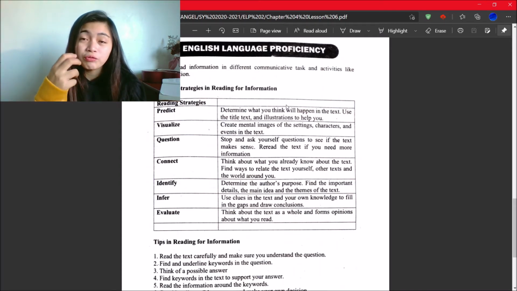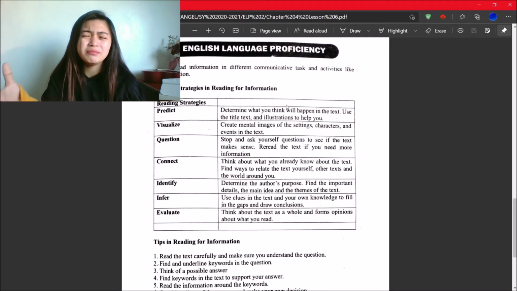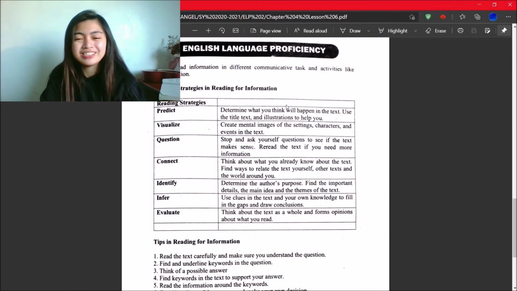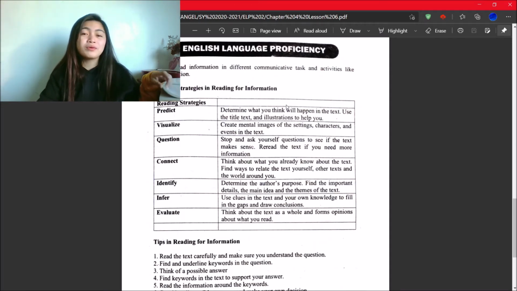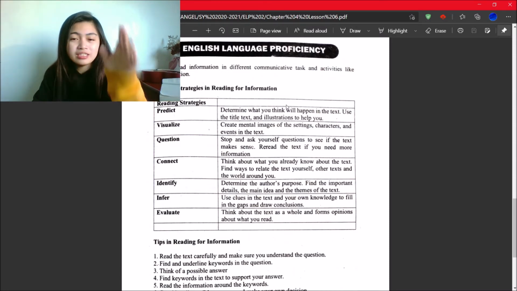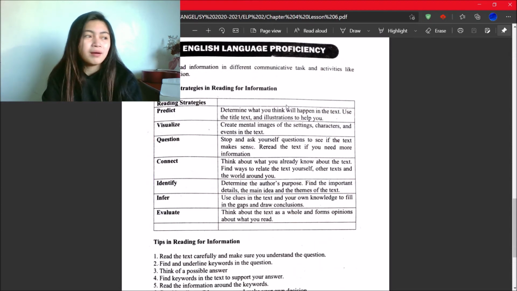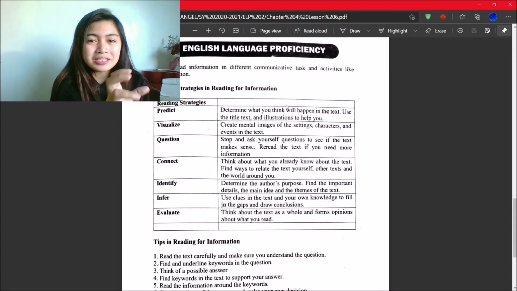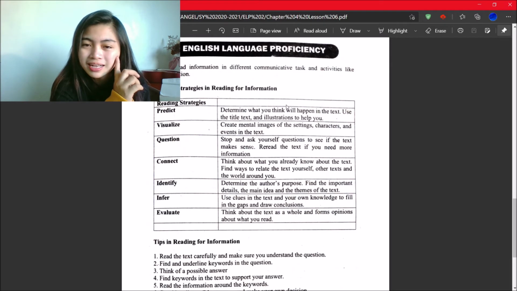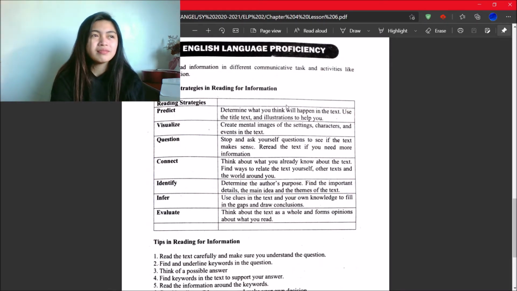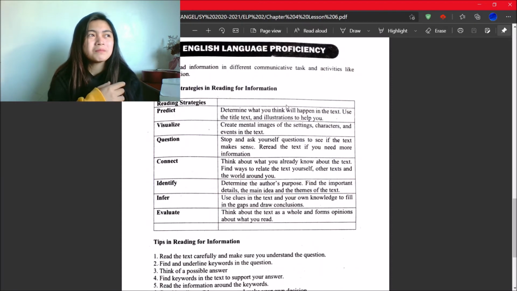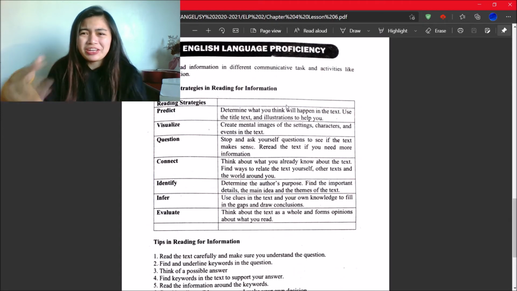And the next is to visualize. You create mental images of the settings, characters, and events in the text. Meron mga books na, kaya nga itong ating book sa English Language Proficiency, although it does not have images talaga, but it has catchy codes. And that helps us create that certain mental image. It makes our reading very interesting.